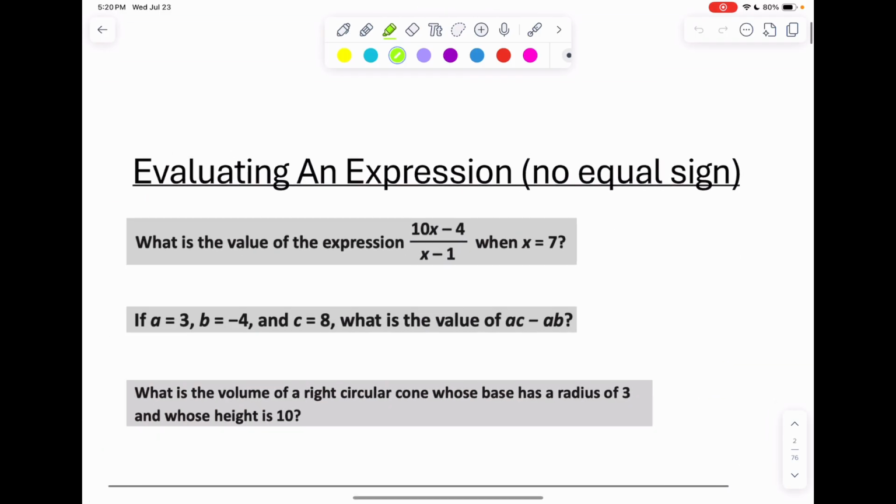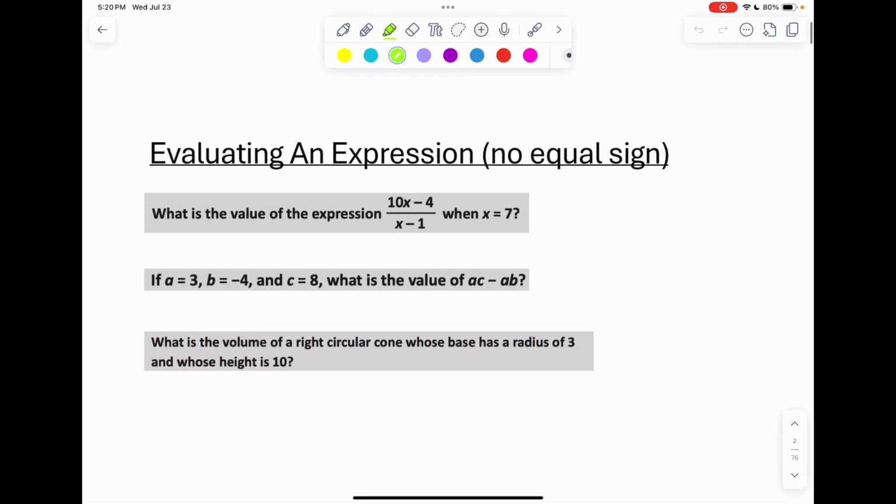So the first thing we want to talk about is evaluating an expression. An expression is an algebraic collection of terms collected together with math stuff. The main thing to notice is that it doesn't equal anything. So we can't solve them, but we can what's called evaluate them, which means putting in a number for the variables and finding out what it means.